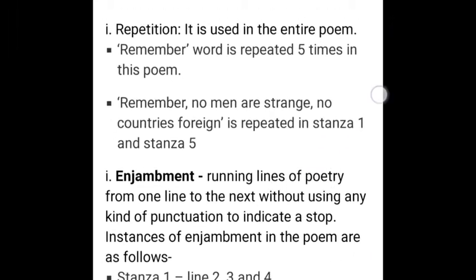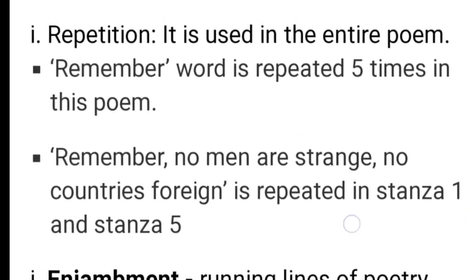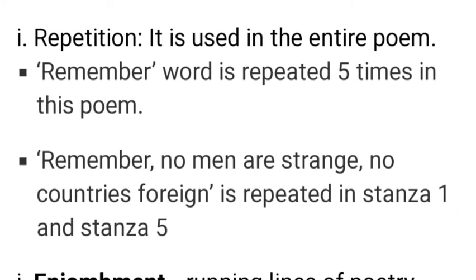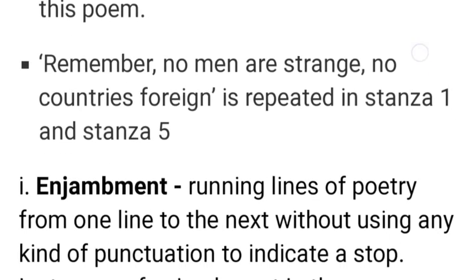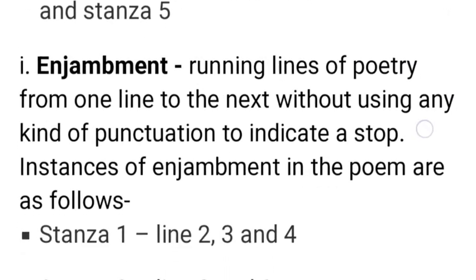Repetition is one more device which is used very prominently. It is used in the entire poem. Remember, a word is repeated 5 times in this poem. Remember, no man is strange, no country is foreign is repeated in stanza 1 and stanza 5.